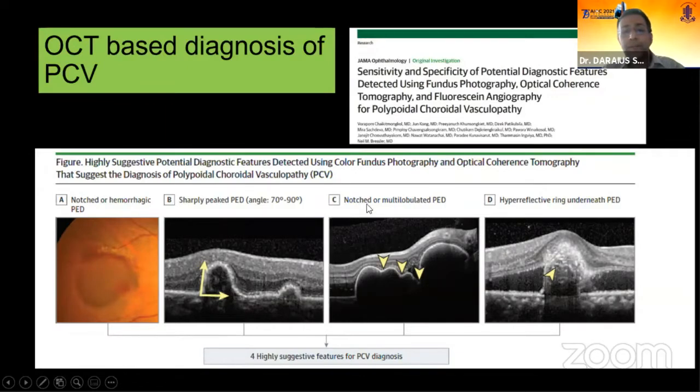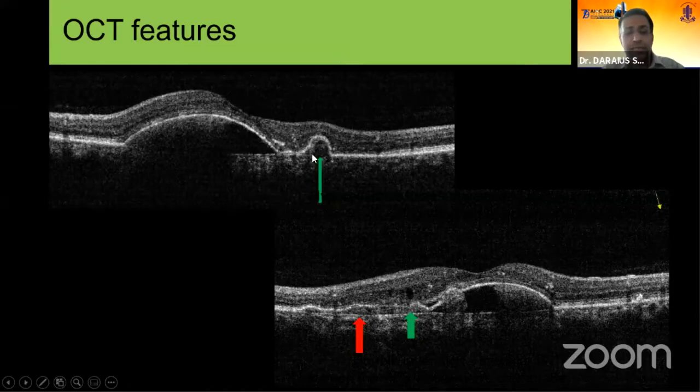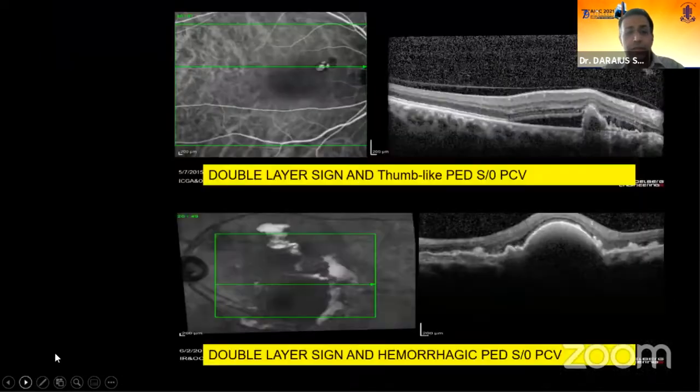So this is a way they've tried to see how we can standardize OCT and the fundus photo, so that we don't need to do any invasive test in these cases. Of course, ICG remains the gold standard, but these are very, very good clues which you're getting just with these modalities. So let's see a few cases. This is the thumb-shaped PED, and this is a branching vascular network. Here, when we have this branching network, we can see the double layer sign and the thumb-shaped PED, which suggests PCV. And another case with a hemorrhagic PED, which is suggestive of polypoidal choroidal vasculopathy.